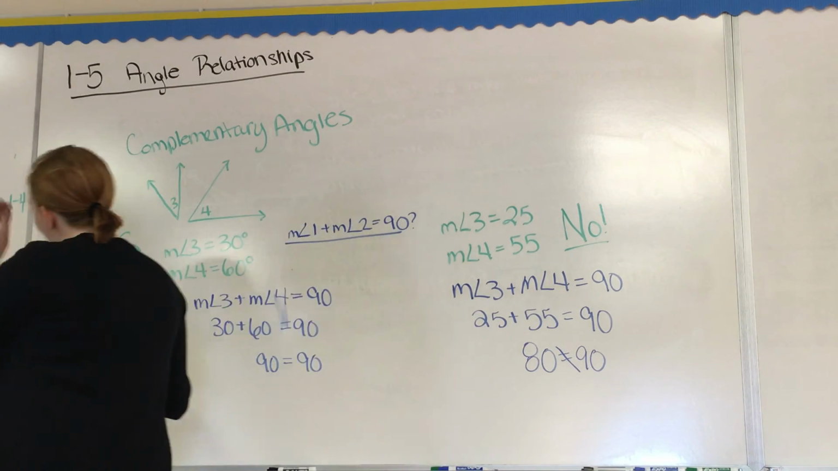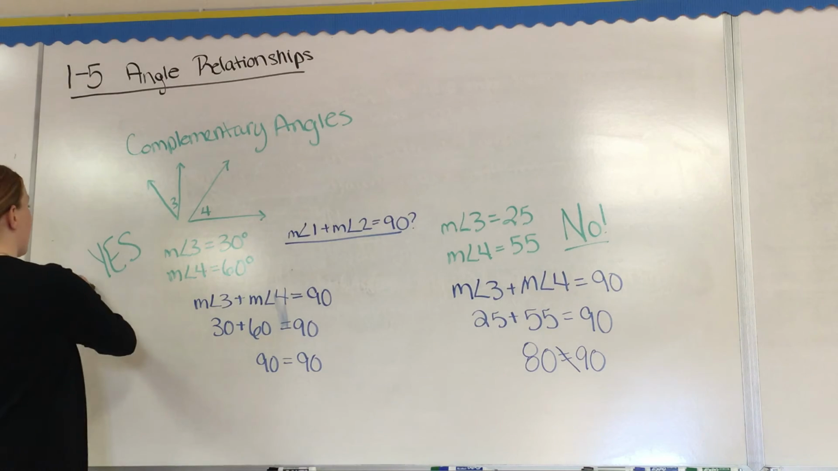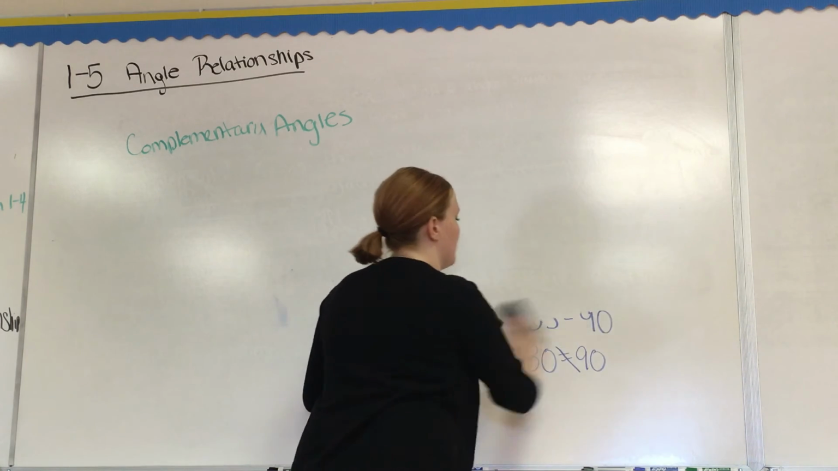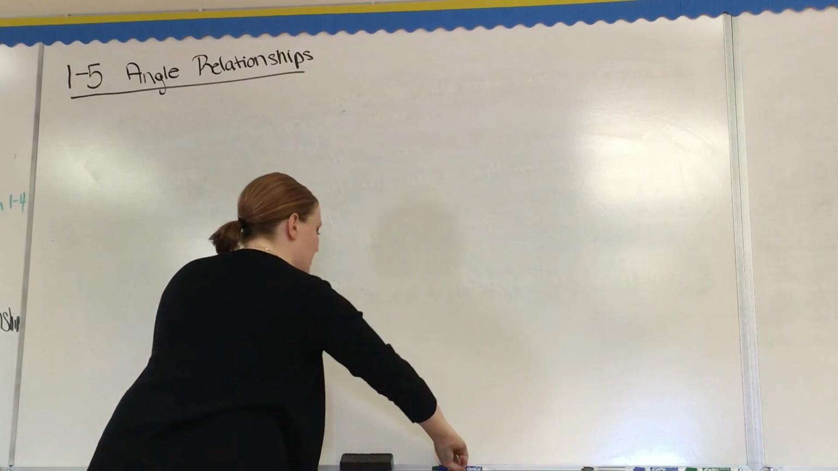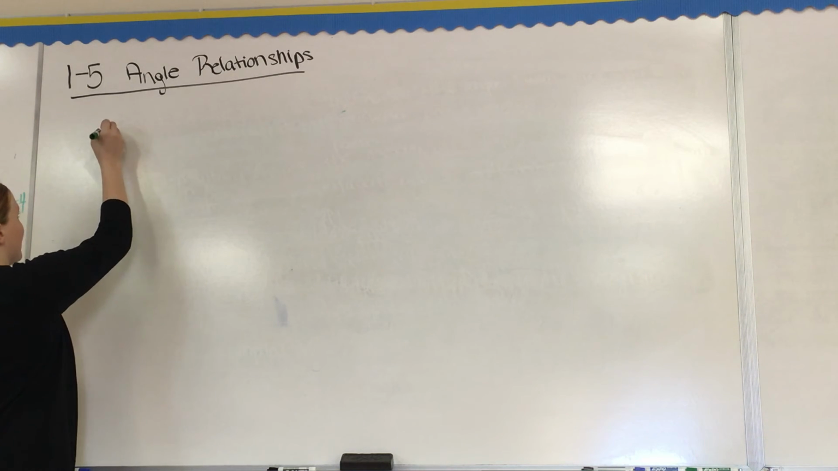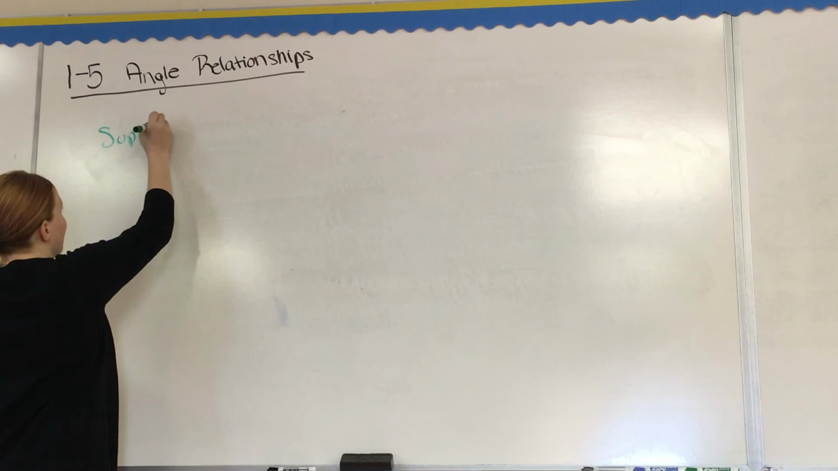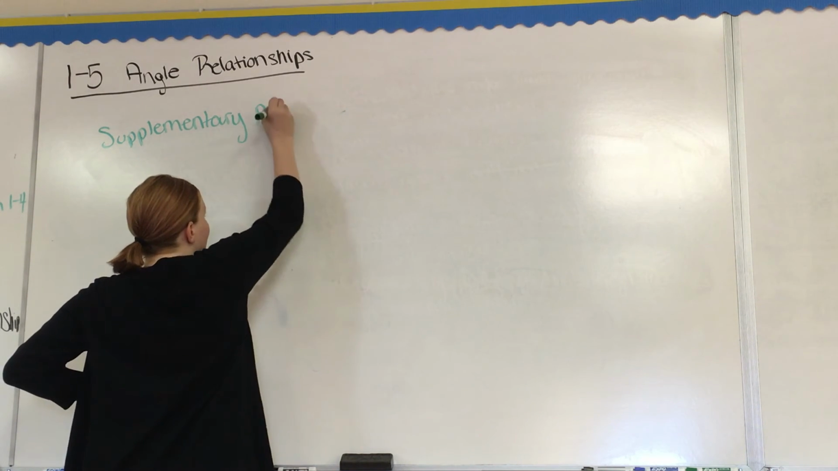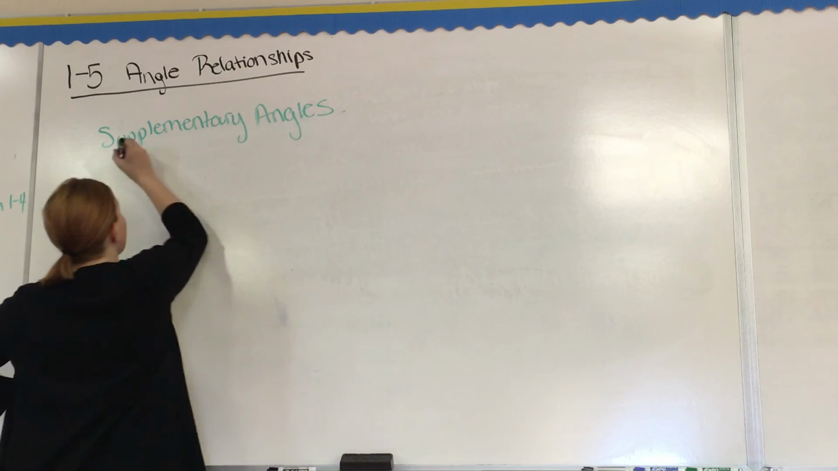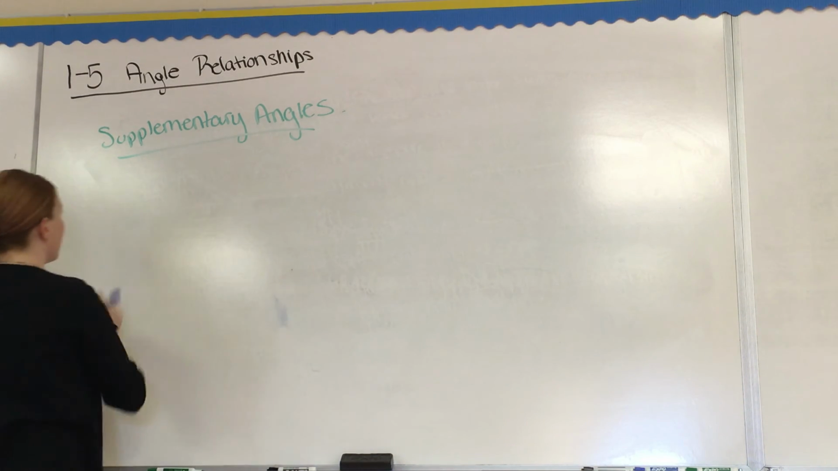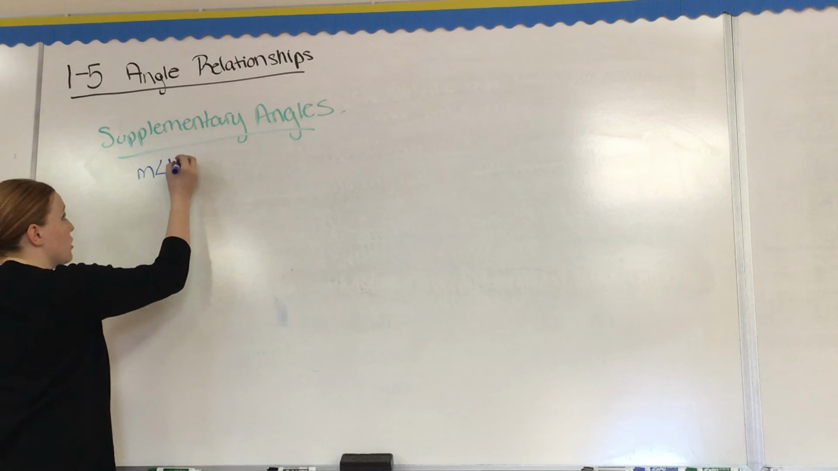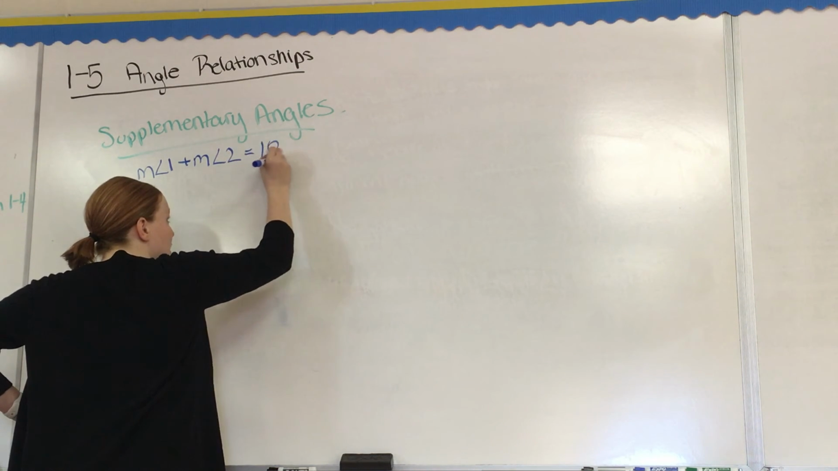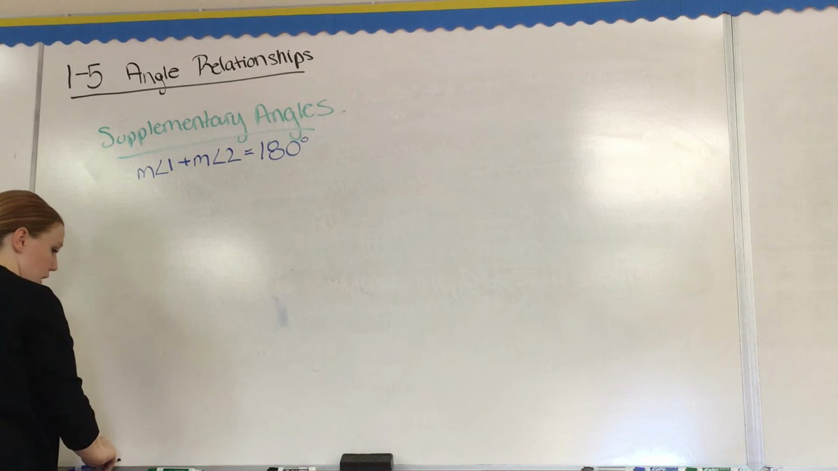Okay, we're going to do one last one. We are going to do supplementary. So I'm going to erase these again. Okay, remember what supplementary means. Supplementary means straight. S is for straight. Supplementary angles. So we want the measure of the first angle plus the measure of the second angle to equal 180 degrees, which is a straight line.